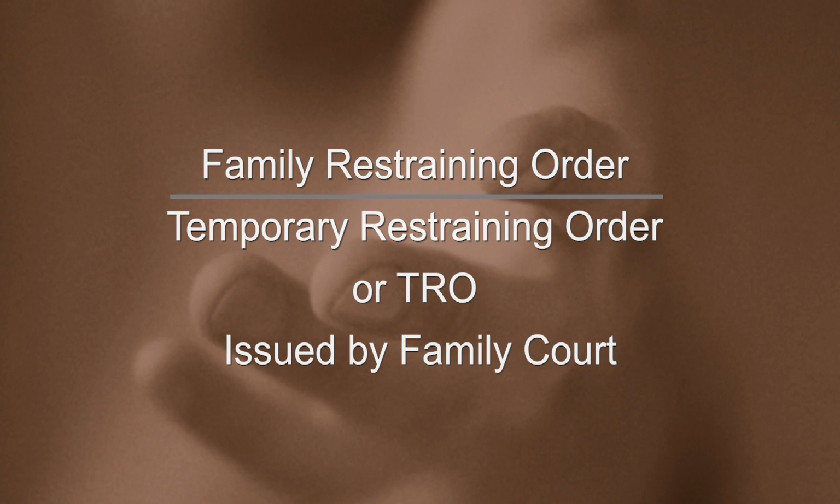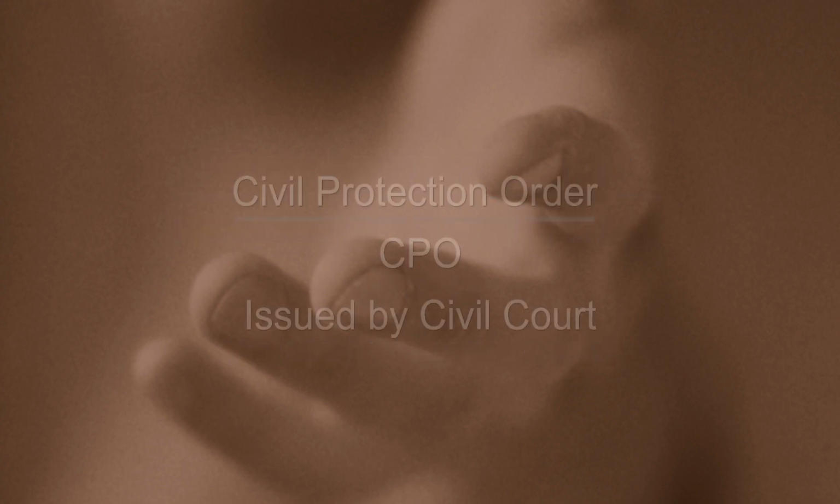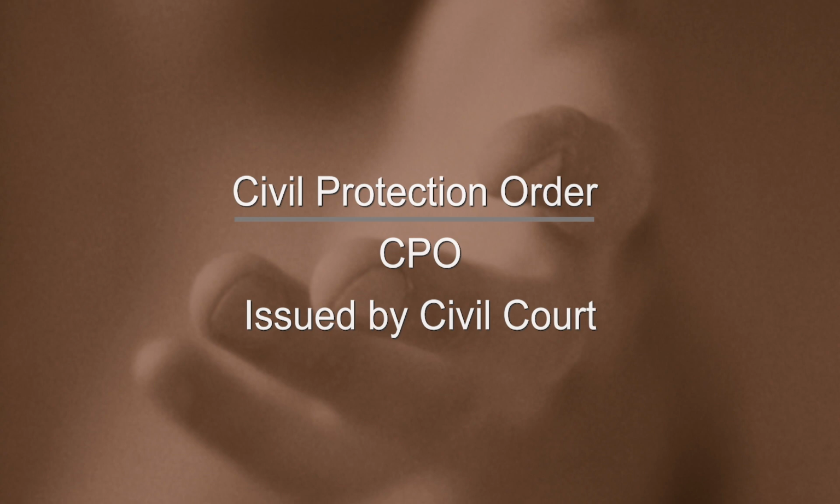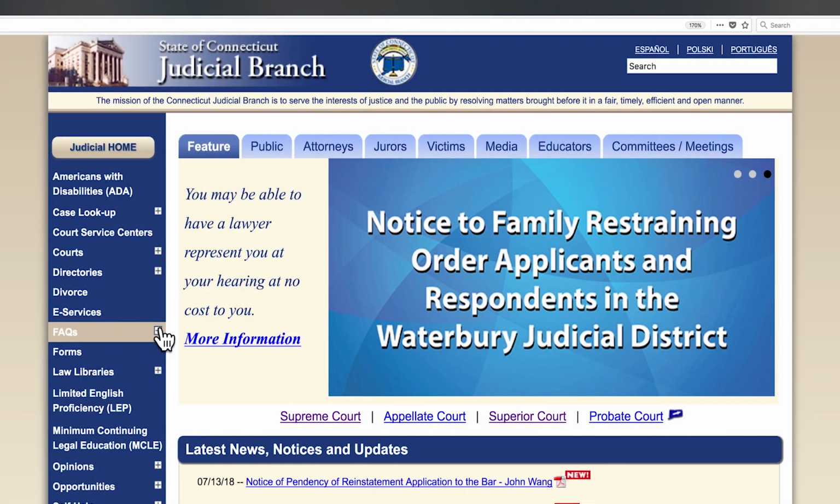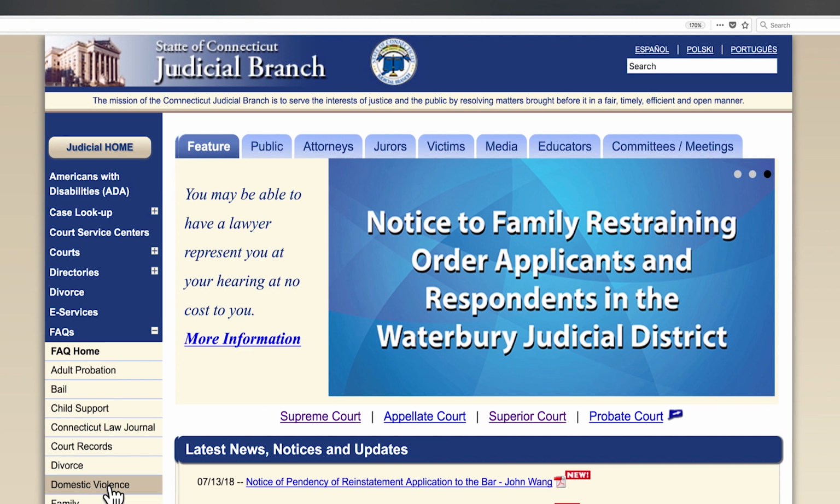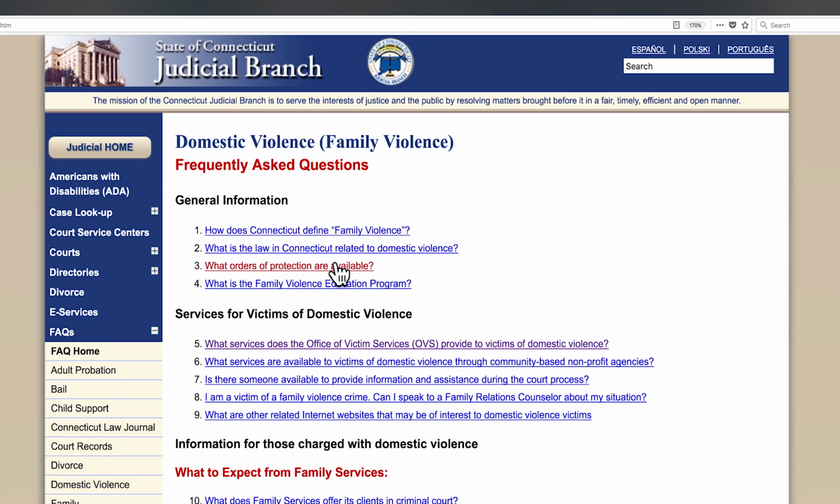A family restraining order is also commonly referred to as a temporary restraining order, or TRO, and it is issued by the family court. A civil protection order is commonly referred to as a CPO and is issued by the civil court. There are differences between these two orders of protection, such as who can apply for each order and the types of behaviors they are intended to prevent.